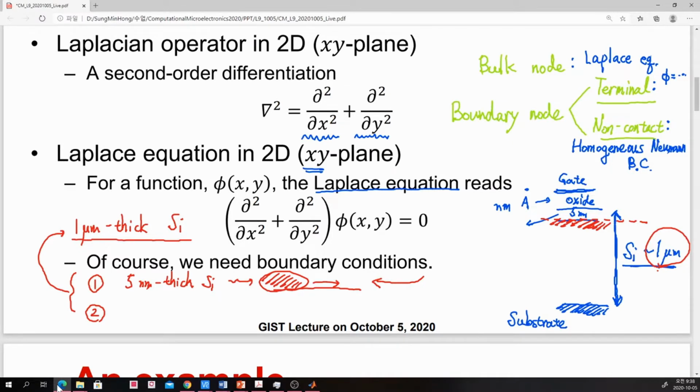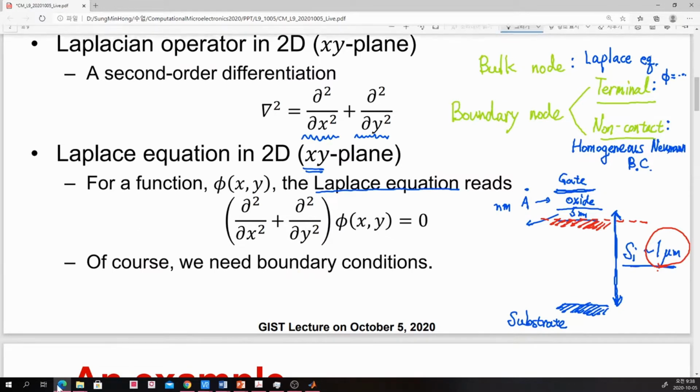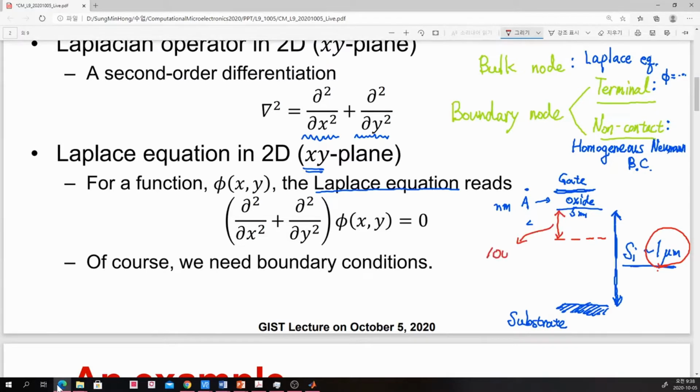It really depends on the situation. I see that this is quite interesting. Let's say in this silicon with a 1 micrometer thick body, let's assume that you have 100 nanometer of depletion layer.